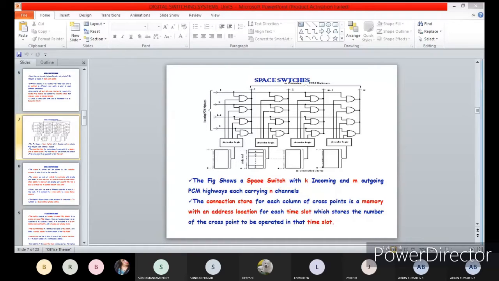Coming to the general definition of space and time switching: a tandem switching center or the route switch of a local exchange must be able to connect any channel of one of the incoming PCM highways to any channel of an outgoing PCM highway. PCM is nothing but, as initially told, pulse code modulation. A connection will occupy different time slots of the incoming and outgoing highways. That is called time switching.